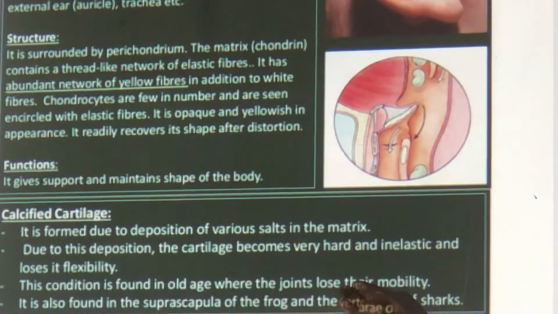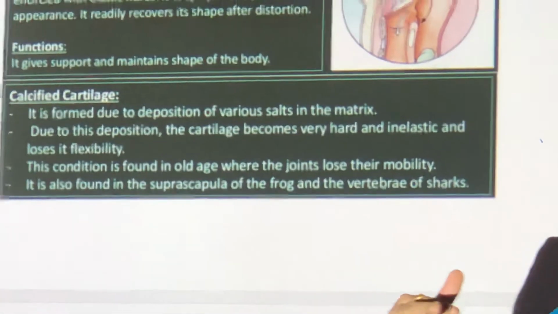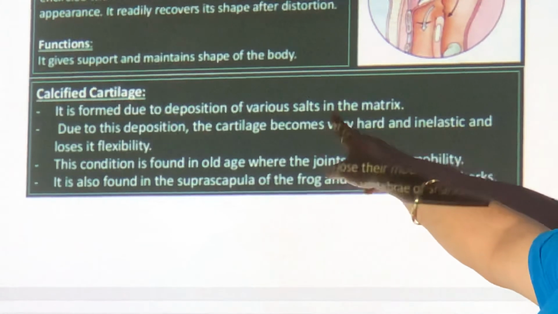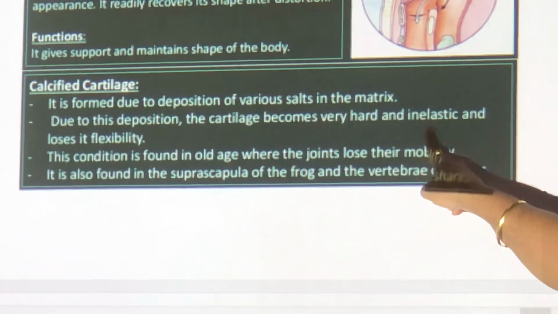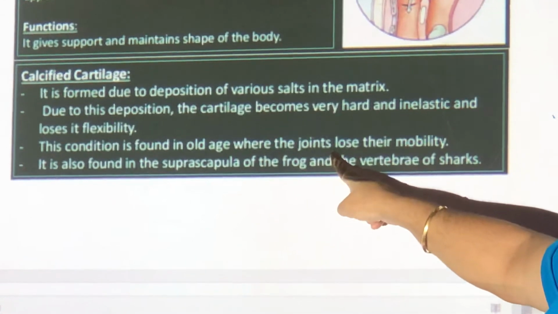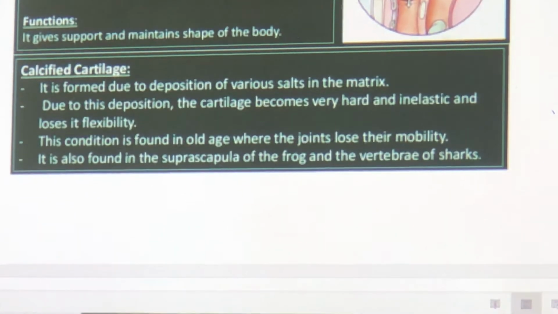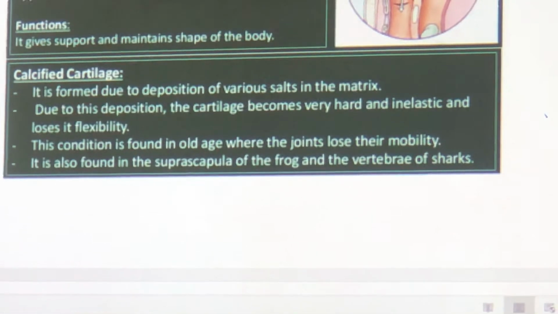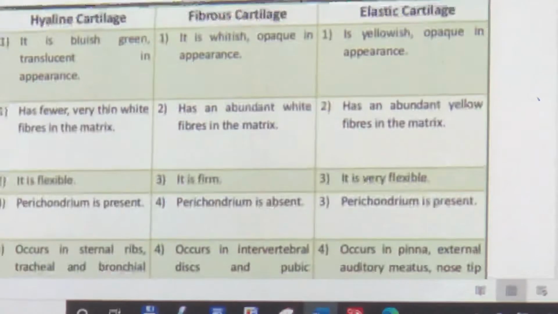And lastly, we have got calcium. When we put too much calcium into it, looks like bone, functions like bone, but is not bone, can grow. So salts are deposited, cartilage is hard, it loses the flexibility. In old age, when joints lose the mobility, all becomes calcified. That is why we get arthritis, pain, can't get up soon. Okay? So that is why this kind of calcified cartilage. Let's have a look.